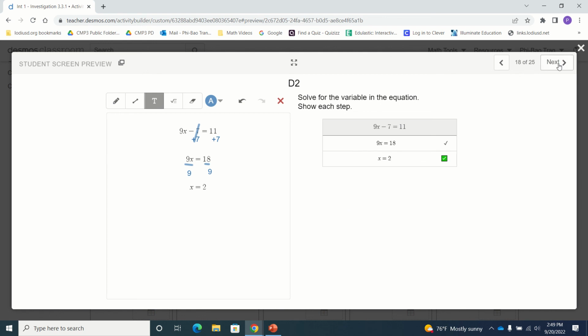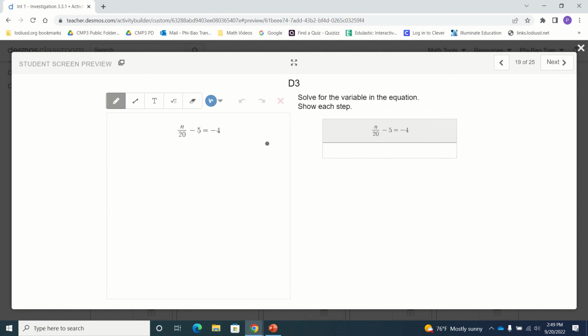Okay, and then finally, we have 2 more, D3. It doesn't always have to be x. We can use any letter we want. So, first to get rid of these negative 5s, the opposite of negative 5 is by adding 5, plus 5. And whatever we do to one side, we need to do to the other, plus 5. Notice that these negative and positives are going to cancel out, leaving me with n over 20. And that's going to be the same as, let's see, 4 negatives, 5 positive. These are going to cancel out. It's going to equal positive 1.